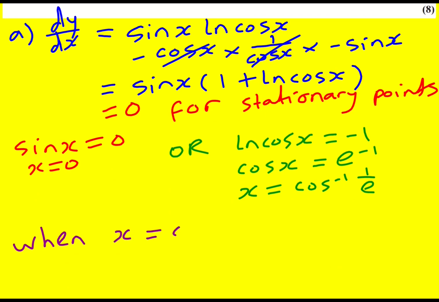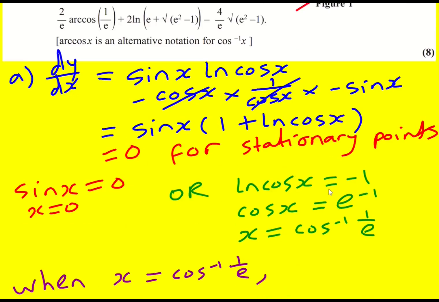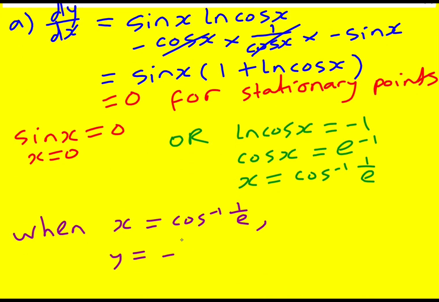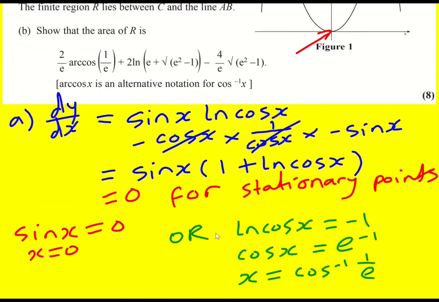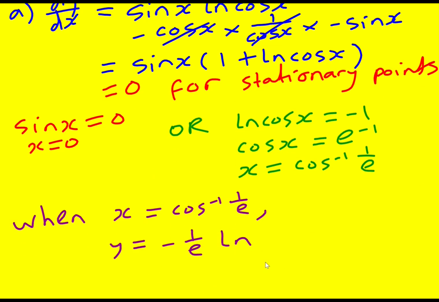Now when x equals inverse cos of 1 over e, y will equal minus cos x ln cos x. So minus cos of this will just be 1 over e. And then ln of cos x, well, it's cos again of inverse cos, so ln of 1 over e.